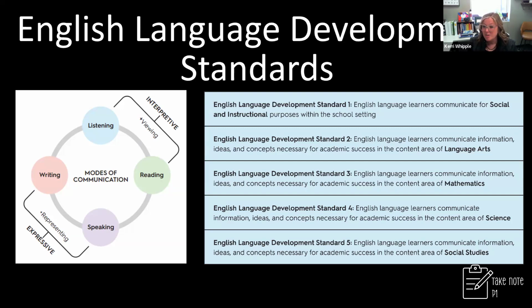English language development standard 2 is the language of language arts. Standard 3 is the language of math. Standard 4 is the language of science, and standard 5 is the language of social studies. These are our main content areas in our classes.